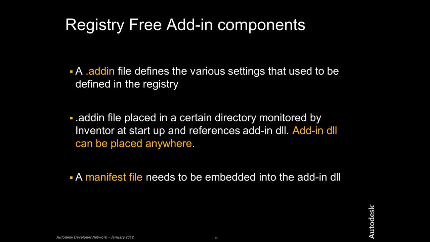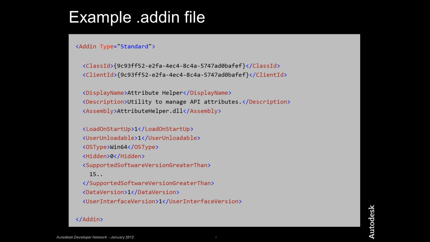So let's take a look at how a classic .addin file looks. The first thing we can see here is the class ID and the client ID, which are the same and are set to the UID of our COM component. We then get the display name and the description. Those are the fields that will be visible to the user inside the Inventor Add-in Manager.